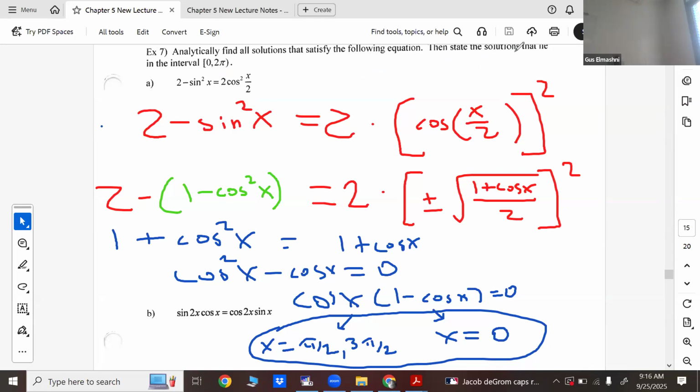Here, if I take half of pi over 2, that's pi over 4. Cosine of pi over 4 is root 2 over 2, and squared becomes 2/4, which is 1/2. And it's still gonna be okay. So it's still not gonna be a problem. So we'll still be okay.